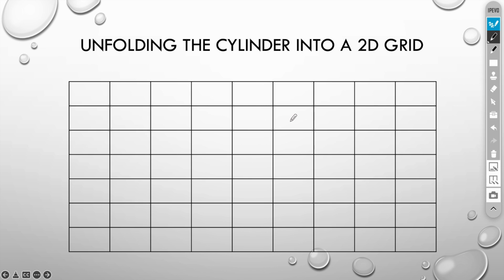Here is the result of unfolding the cylinder into a 2D grid. We will use this as a playground to try out different strategies and see what works and what doesn't work. Data scientists use a similar approach, and they call it an exploratory data analysis phase.